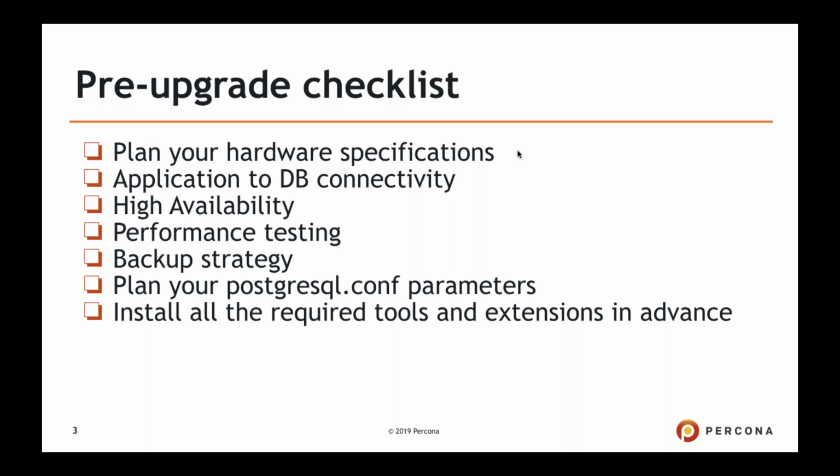And also the application to database connectivity. You may be using a connection pooler. You may have lots of application servers where you need to make changes in order to ensure that they connect to the new database server. If you are migrating a legacy Postgres to a new server and upgrading it, you may even need to change your connection strings. So always check the application to DB connectivity and make sure that everything is planned well ahead. High availability.